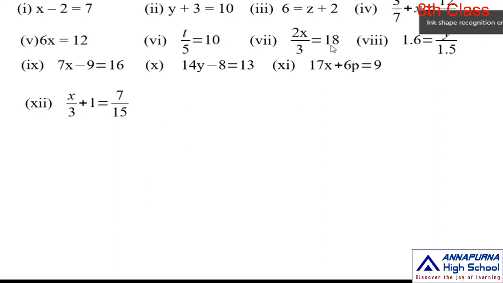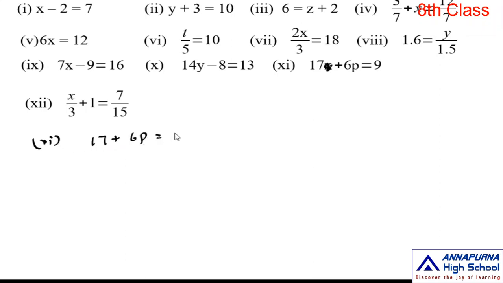And when you come to the 11th one, here x is not there. The 11th equation is 17 plus 6p is equal to 9. Okay, so first which term do we transpose to the right side? 17. We transpose 17 to the right side, then 6p is equal to 9 minus 17.